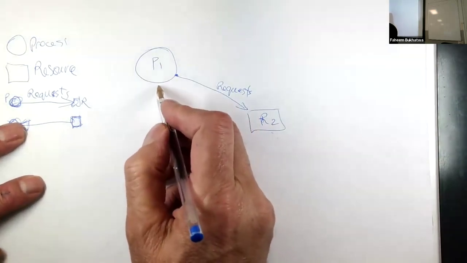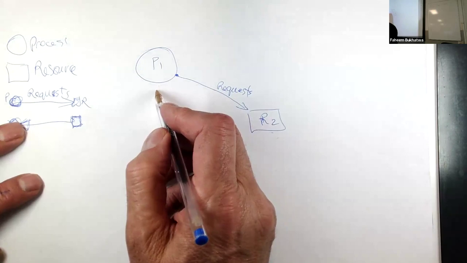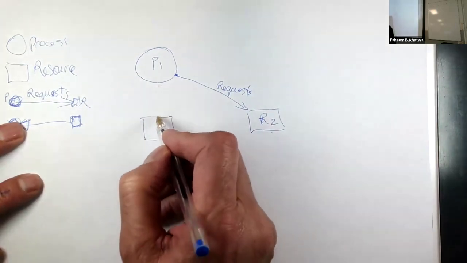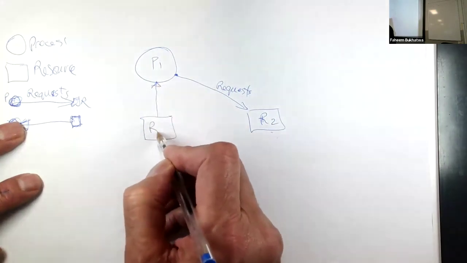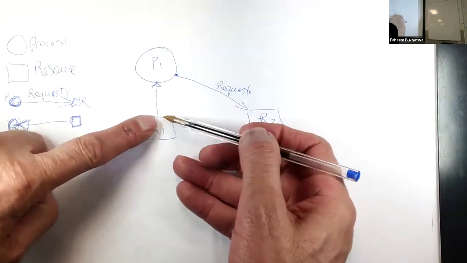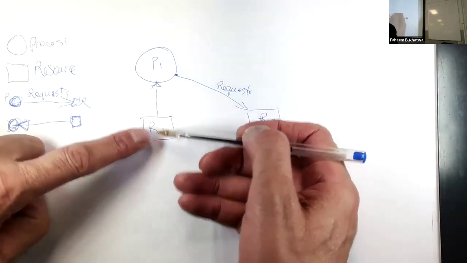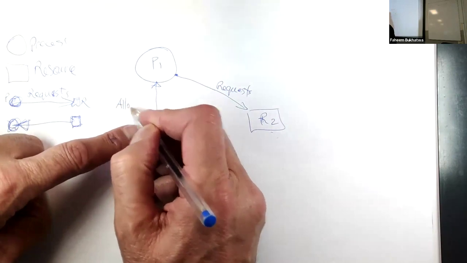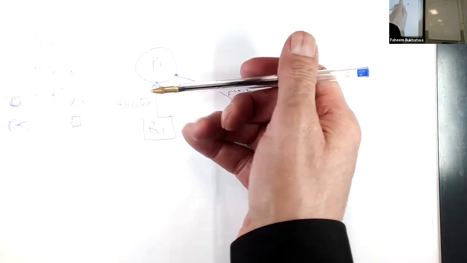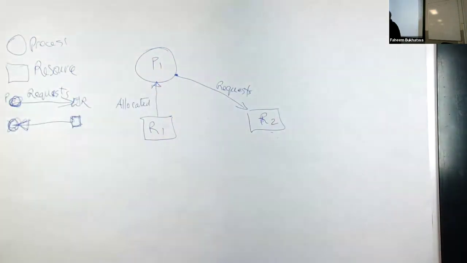You say process 1 requests resource 2. That's the way it's read. You always start at the tail of the arrow. If I tell you process number 1 has resource 1 allocated to it, this is the way it's drawn and this is the way it's read. You start at the tail of the arrow and say resource 1 is allocated to process 1. Anytime you start with a resource, you say allocated to. It's like pointing at a seat, can I have that seat? And we say, yeah, it's allocated to you.